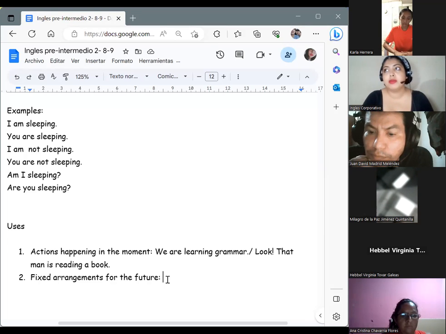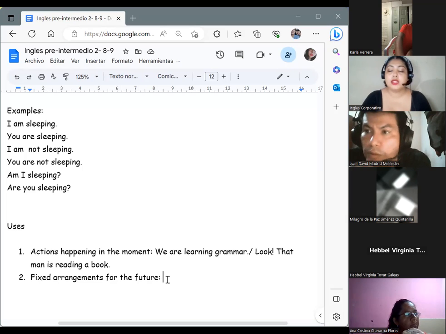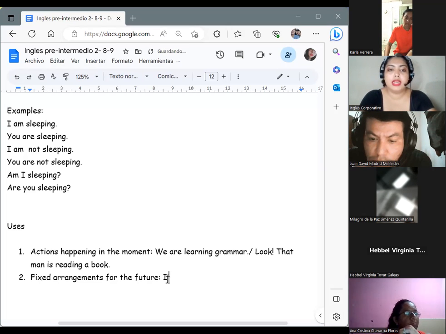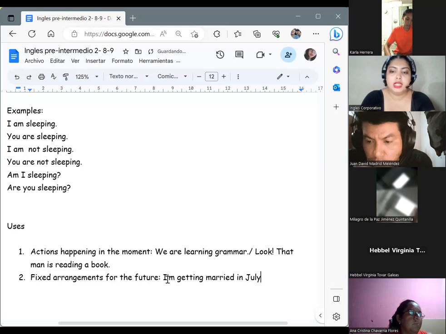So in this case, we have this example that is related to this information because we are talking about some action that is going to happen in the future. And we are sure that it's going to happen because we have a special date for that action. And in this case, it's talking about getting married. So in this case, it said, I'm getting married in July. Me voy a casar en julio.